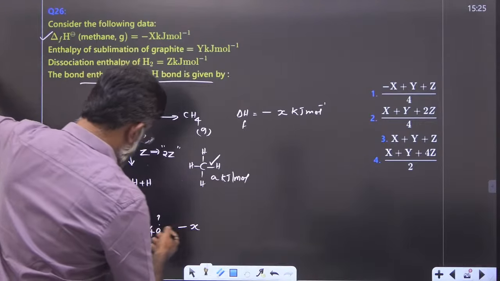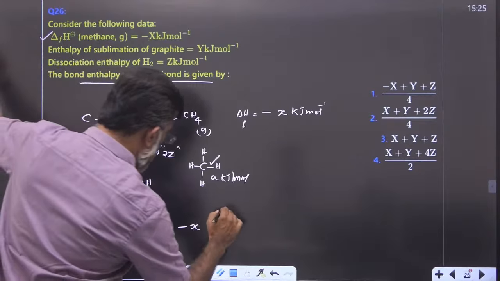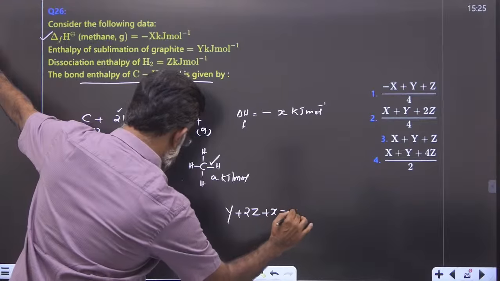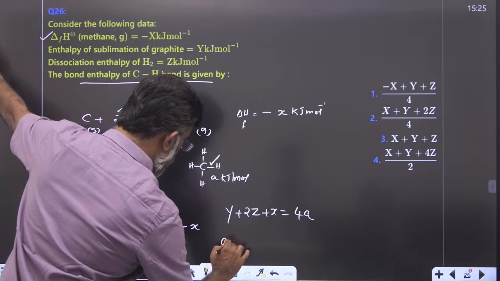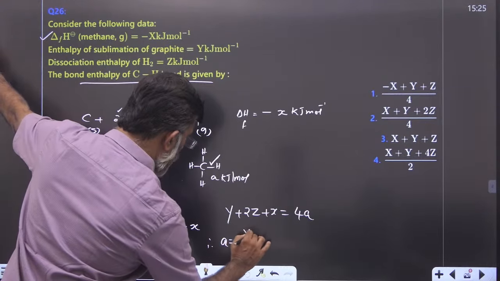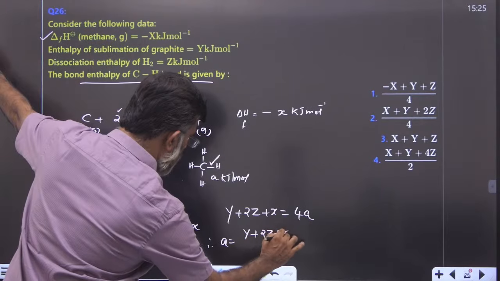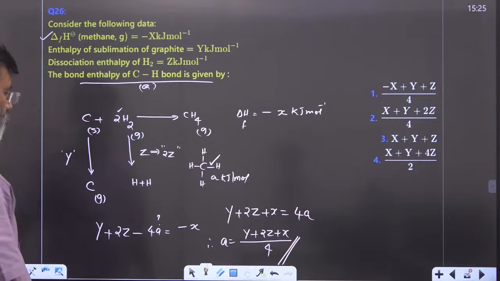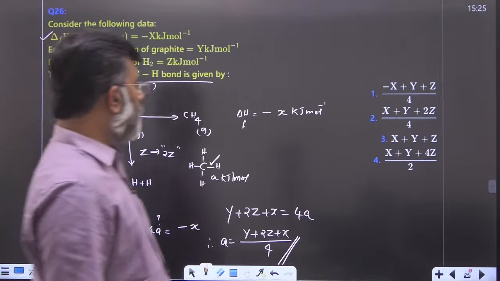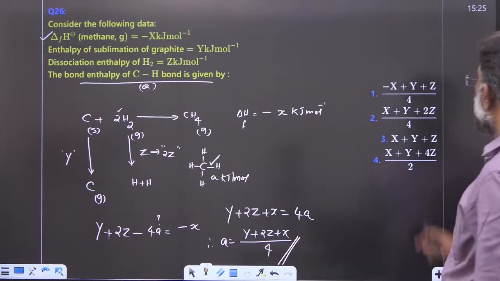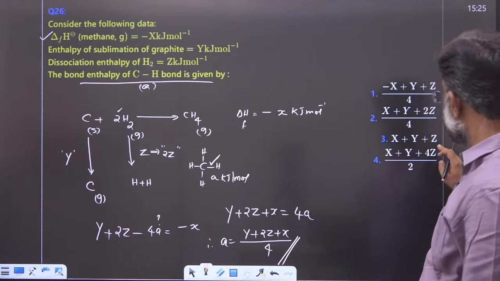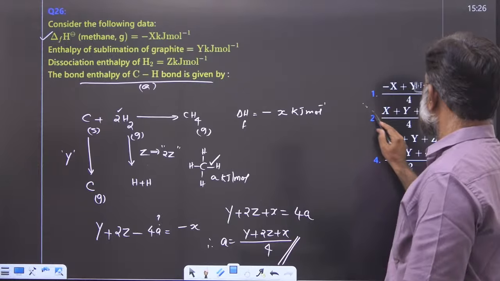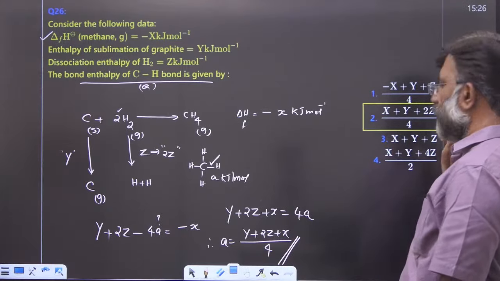So what do you get? A to that side, X to this side, you get Y plus 2Z plus X equal to 4A. Therefore, A equals (Y plus 2Z plus X) divided by 4. That is our final answer. So option 2 is the correct answer.